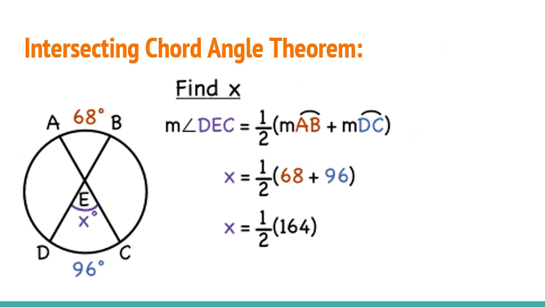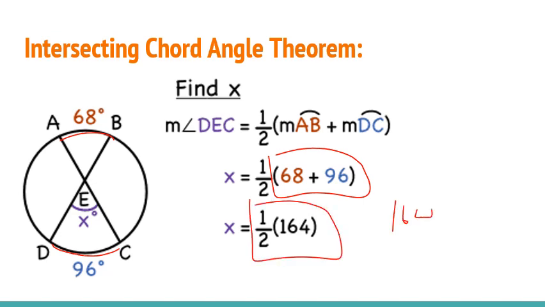All right, this is just something you can take a picture of, put in your notes, but this is another example. So this measure of this angle here, made by the two chords, angle DEC, is 1/2 the measure of arc AB plus arc DC. So they're just saying 1/2 times these two things added together. That's the same thing as dividing by 2. So either way, you'd get the same answer here, which is going to be 82.